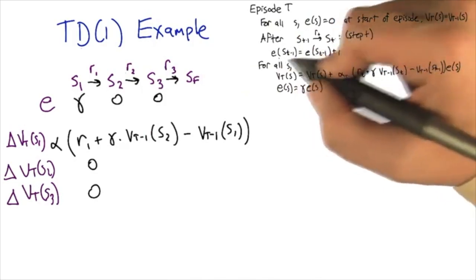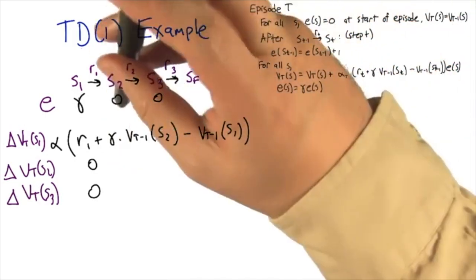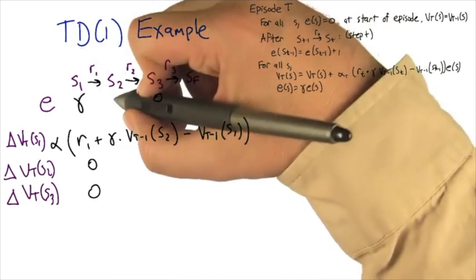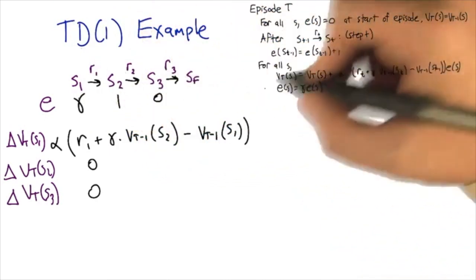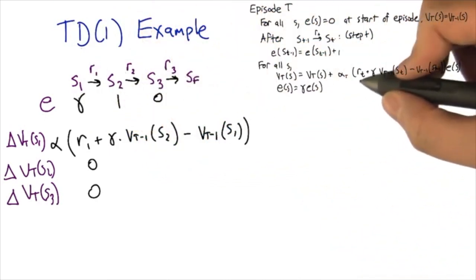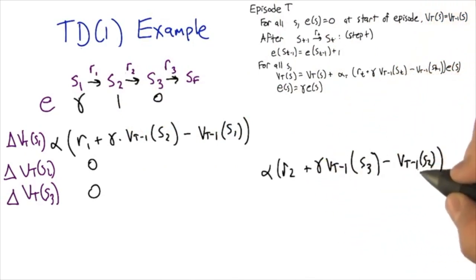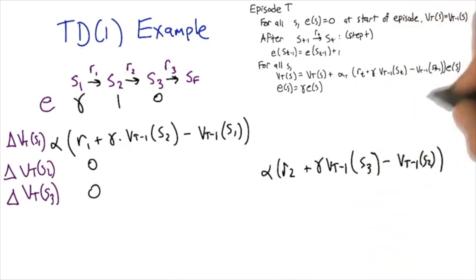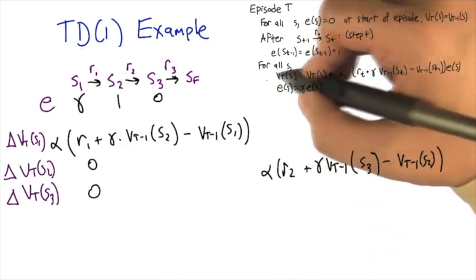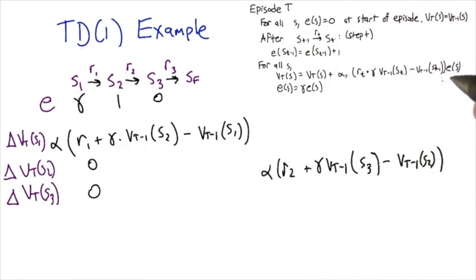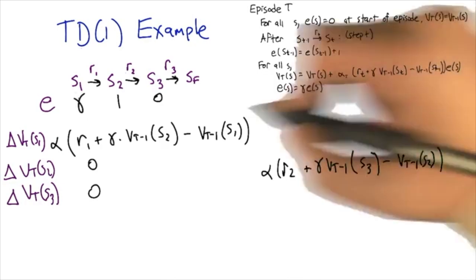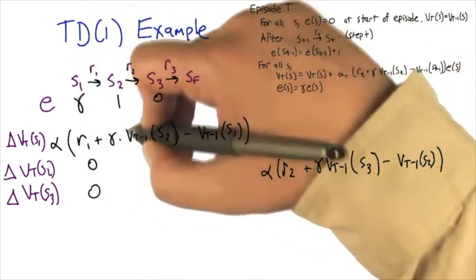Well, the first thing is we have to update the eligibility of the state that we just left. So that bumps S2's eligibility up to 1. Then we go through everybody and we add this quantity again. So what's the new quantity? It's R2 plus gamma times the value of the state that we just got to, minus the previous value of the state that we just left. All right, so this is this update that is now independent of which state we're actually changing. We're going to apply that everywhere, but we're going to apply it proportionally to the eligibility. So the eligibilities are at the moment gamma, 1, and 0.